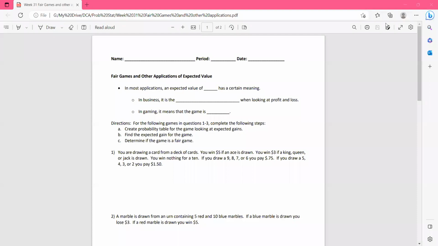Hey everyone, so I just wanted to go over a couple problems first, and then you will be able to try some on your own. So this is all about fair games and other applications of expected value.